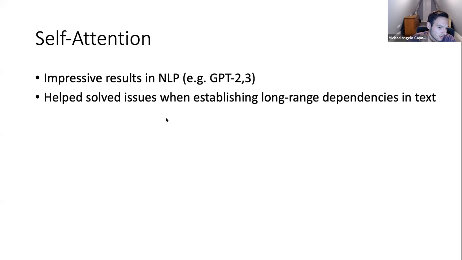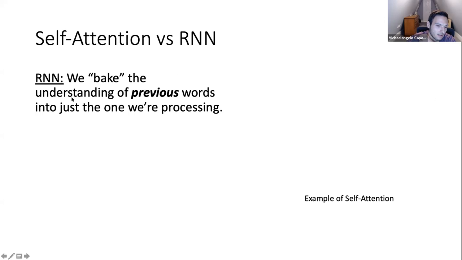And so someone came along and said, instead of processing one word at a time, what if you just do every word at the same time? That gets to the difference between an RNN and a self-attention network. This is just an overview describing the architecture. In an RNN, you can think of it as baking the understanding of the previous words into the one that you're processing.